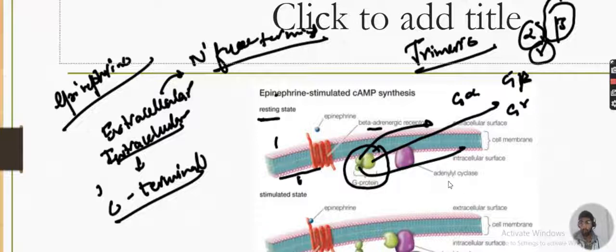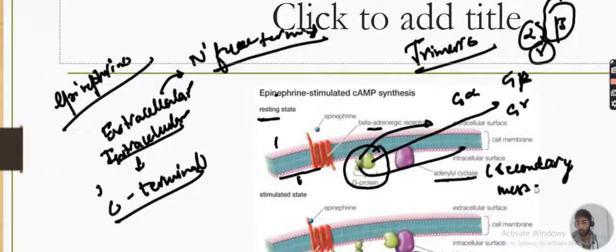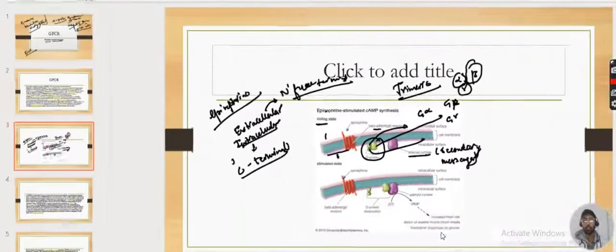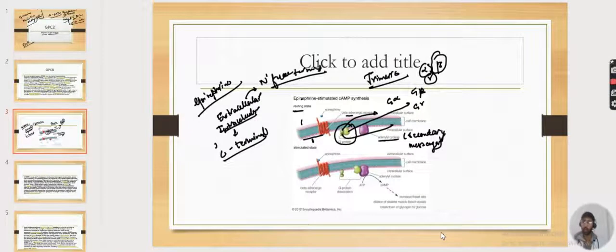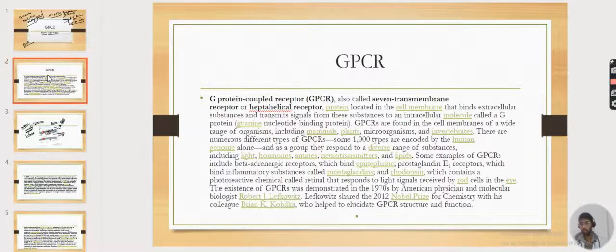And you could see we have an adenyl cyclase, which is a secondary messenger. So what exactly did we talk about? We talked about the general structure of GPCR, that is G protein coupled receptor. Let's talk about GPCR in a bit more detail.